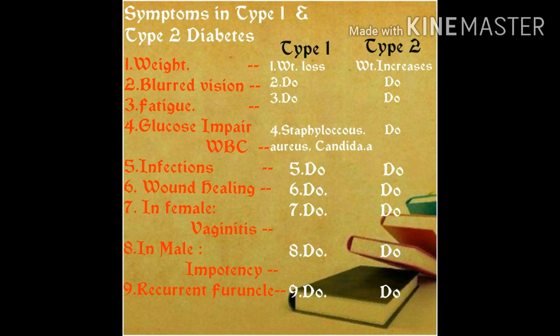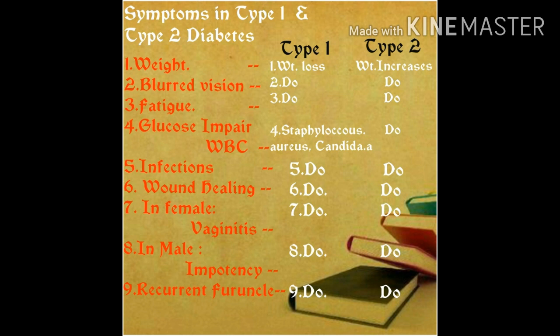Okay, so these are the signs and symptoms which appear in type 1 and type 2 diabetes, and we will see what the difference between them is and what the common symptoms in both types of diabetes are. So first one is weight. In type 1 diabetes, there will be weight loss in the patient. The patient will come to you looking very lean and thin. In type 2 diabetes, there is an increase in weight. The patient comes to you obese or at normal weight also.